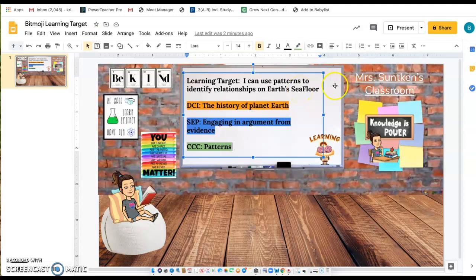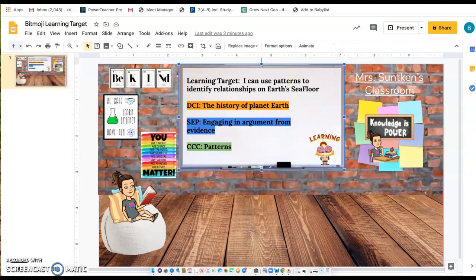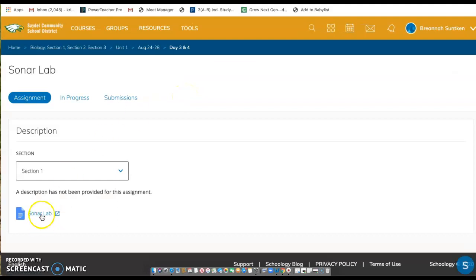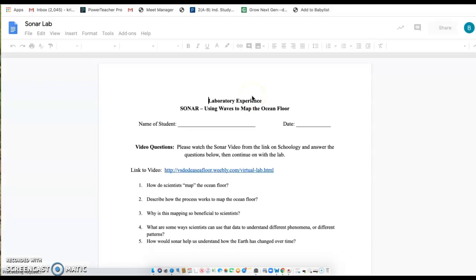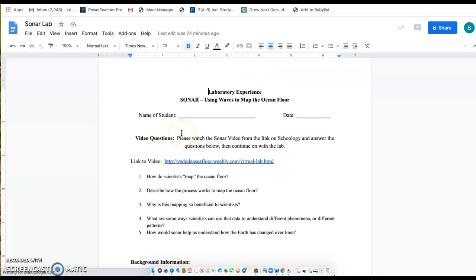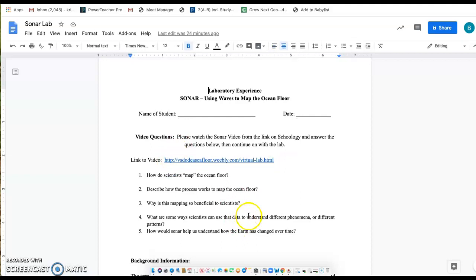What you're going to be doing is a Sonar Lab. In Schoology, your stuff is in day 3 and 4, because Thursday, Friday. For the Sonar Lab, you'll click here. This is going to take you to an assignment. Open that, and you are going to be watching a short video, about 5 minutes, and you're going to be able to answer the questions below on that. I put the link on here for you.